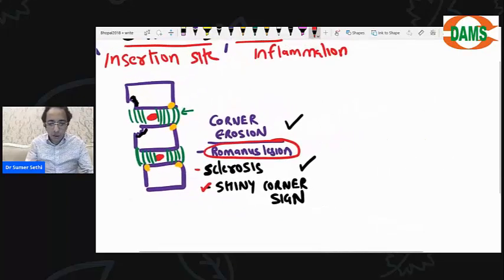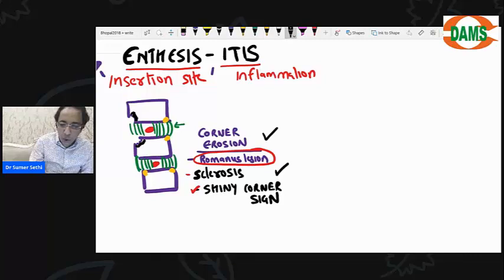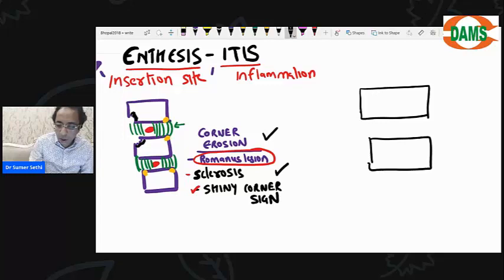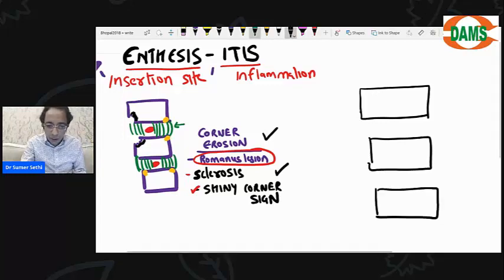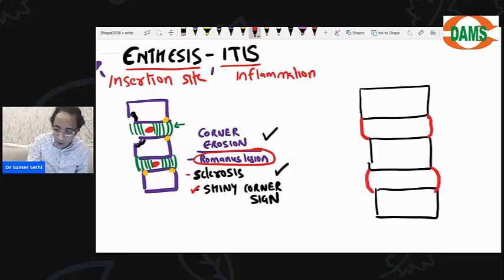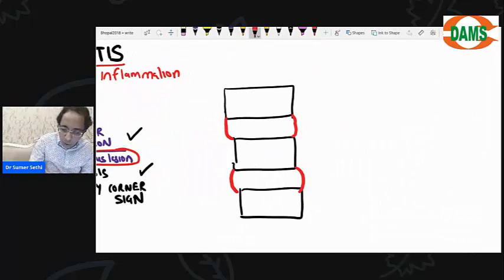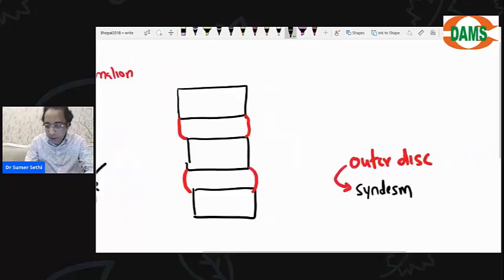Okay, now see if you can answer. What will happen when it is a long term, chronic disorder? Initially, there will be inflammation, but what will happen later on? Later on, you will start to develop chronic inflammation. Chronic inflammation will lead to some healing, some fibrosis. Now, the outer disc fibers will become ossified. In chronic stages of ankylosing spondylitis, the outer disc fibers become mineralized to form what are called syndesmophytes.